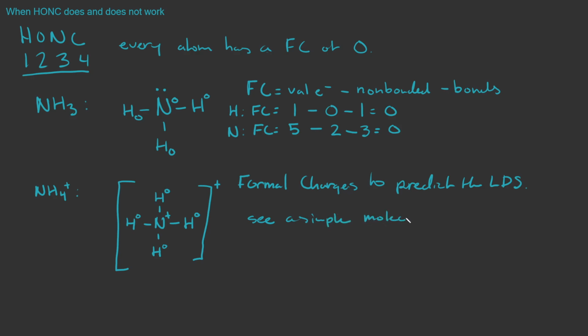Anytime you see a simple molecule, you could just use HONC. Anything that doesn't have any charges, a lot of the time you could pretty much assume you can use HONC. This also means that it excludes things with charges, so polyatomic ions.